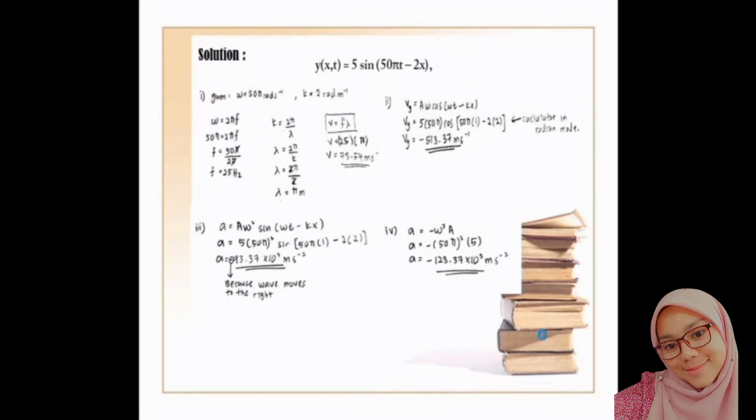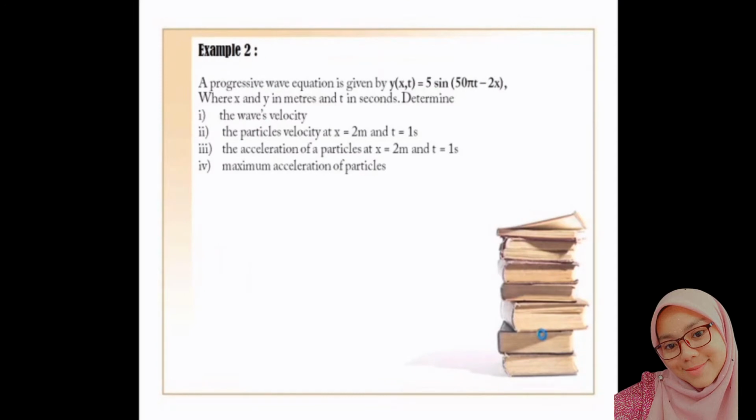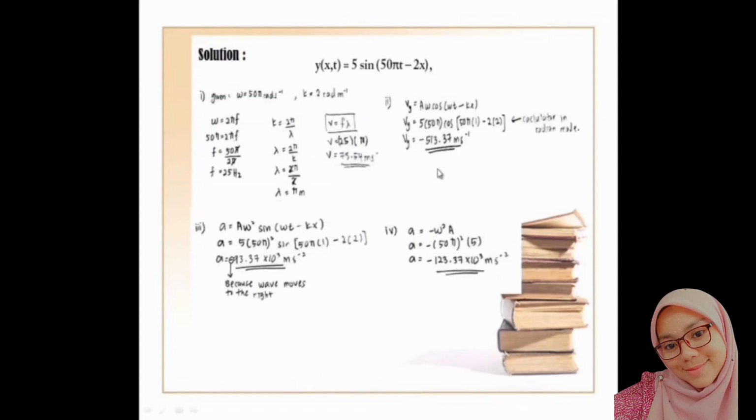So question number 2 is the particle's velocity. Find the particle's velocity at x equals 2 and t equals 1 second. So velocity particles, kita punya formula apa? Kita kena ingat benda tu. So kita punya formula adalah dy/dt equals A omega cos(omega t minus kx). Okay, so itu sebenarnya lebih kurang sama je dengan kita punya general equation. Cuma dia ada cos. Kita substitute je apa yang ada dekat equation yang general ni, semua maklumat yang kita dah ada.